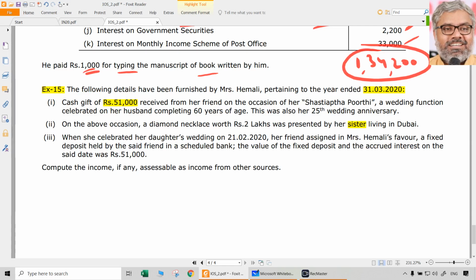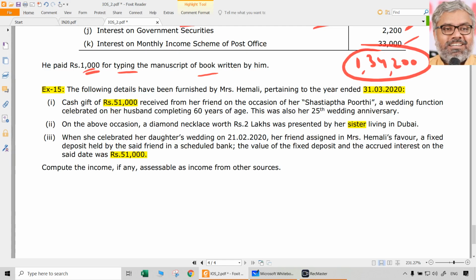Then third point, when she celebrated her daughter's wedding on 21st February 2020, her friend assigned in Hemali's favor a fixed deposit made by the said friend in a scheduled bank. Value of the fixed deposit and the accrued interest on that date was 51,000. There are, I would say, contradictory opinions on this. Some people say fixed deposit is not a property, hence it is not taxable. But that will be ridiculous.